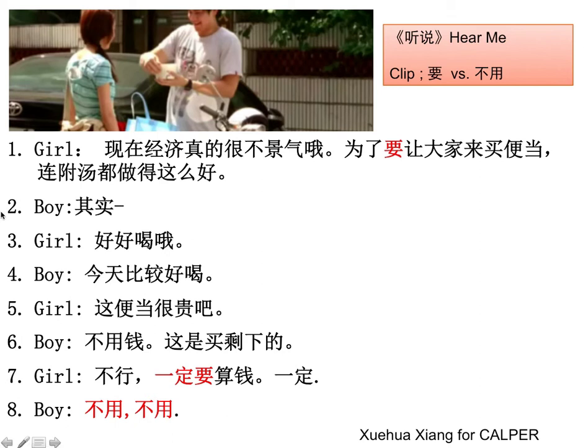So the girl says, 现在经济真的很不景气哦. Nowadays, the economy was truly really not good. 景气 very good, exciting, so not so good. 为了要让大家来买便当 in order to, 为了 in order to, 要 the restaurant has this need for everyone to come to buy bento boxes.